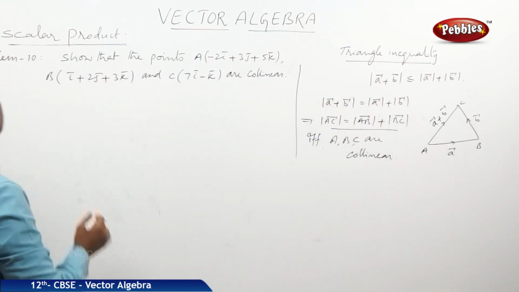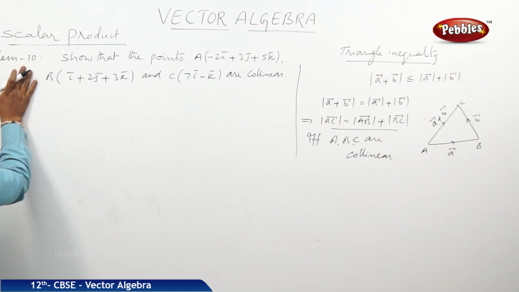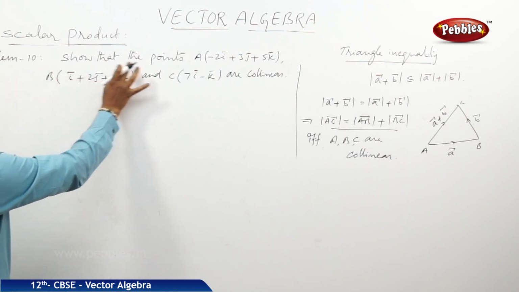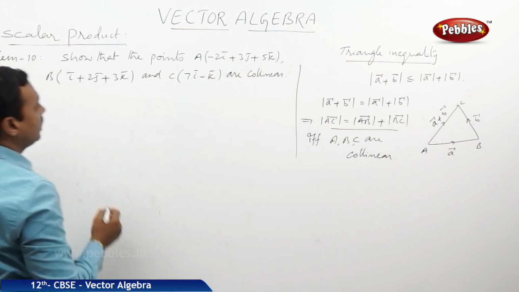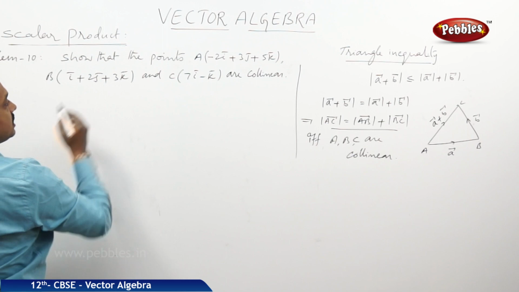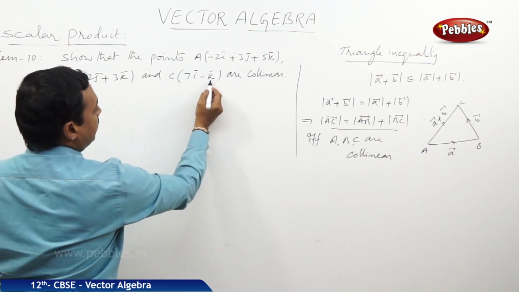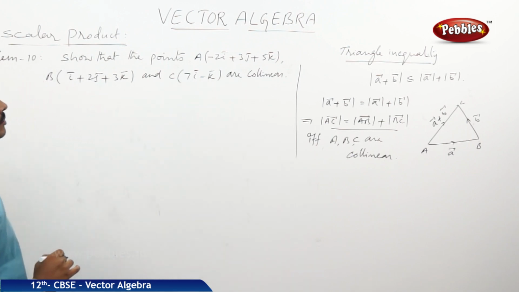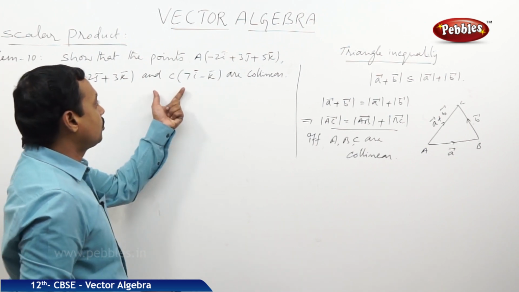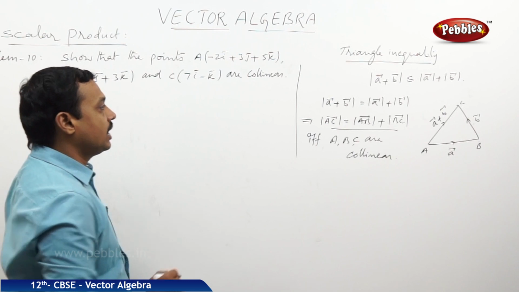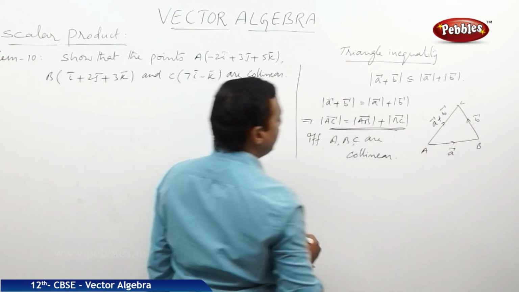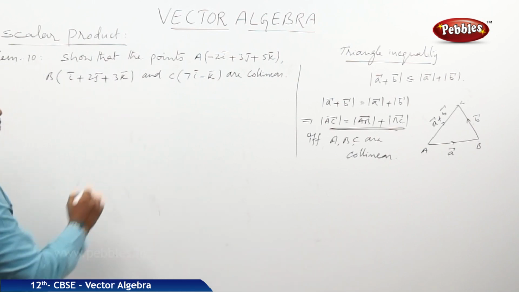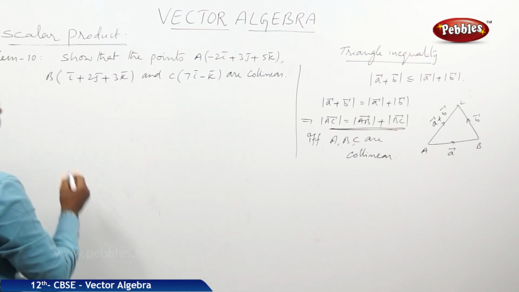Now, here is one problem, the 10th problem. Show that the points A minus 2i plus 3j plus 5k, B i plus 2j plus 3k and C 7i minus k are collinear. So, 3 points are given. Now, we have to prove that the 3 points are collinear. So, we can use this equality condition to prove that the 3 points are collinear.